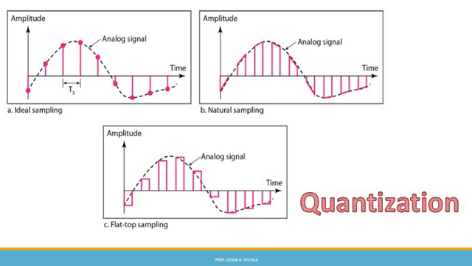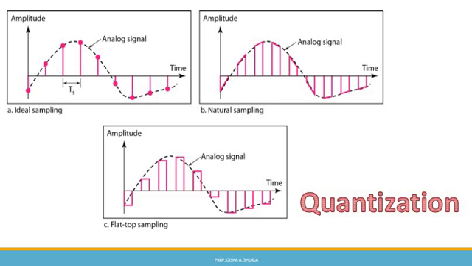There are three sampling methods, as we have already seen in the video. The first one is ideal, the second is natural, and the other is flat-top, and these are all shown in the figure. The sampling step produces a series of pulses with amplitude values between the maximum and the minimum amplitude of the signal. These amplitudes are infinite values. Infinite values cannot be used in the encoding step. They must be converted into finite values. This is the meaning of the quantization process.